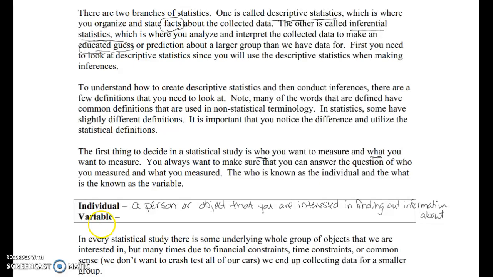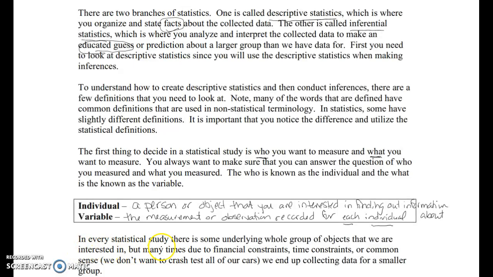And then the variable is the measurement or observation recorded for each individual. So when we think about the variable, we have to take it back to each individual. Oftentimes when we read studies, there will be some summary information for the entire group of data that was collected, but when talking about the variable, we're looking at what we recorded for each individual in the study.